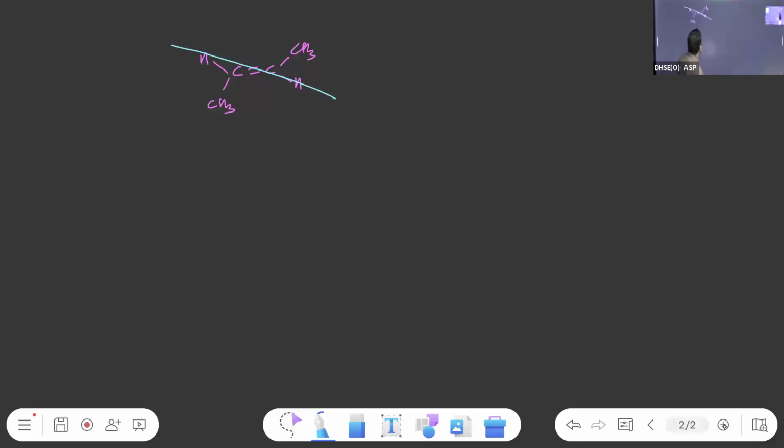Now we'll discuss the next, color and odor. That is also. Color and odor. Lower alkenes are colorless and odorless.